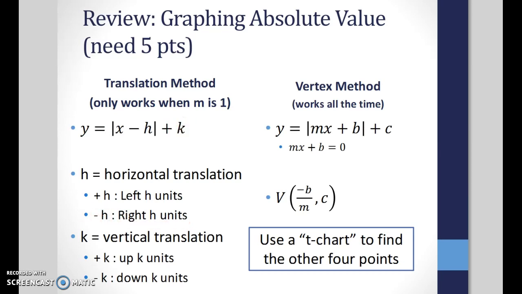The outside numbers are vertical translation, up or down. If it is positive, we're going up. If it's negative, we're going down. And remember, this only works once again when the slope is 1. The vertex method works all the time. We just take the inside of the absolute value, set it equal to 0, and solve for x, which would end up being opposite b over m. And then that c term is the y part of that vertex point. You do need 5 points, so then remember we did a t-chart to find our other points, and you can mirror those points along the way.